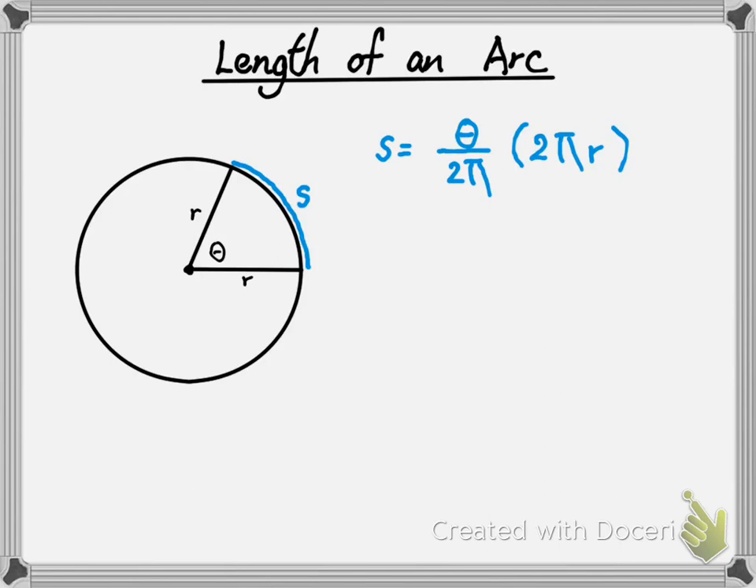As we simplify the formula, we will have s equals theta times r, where theta is in radians.